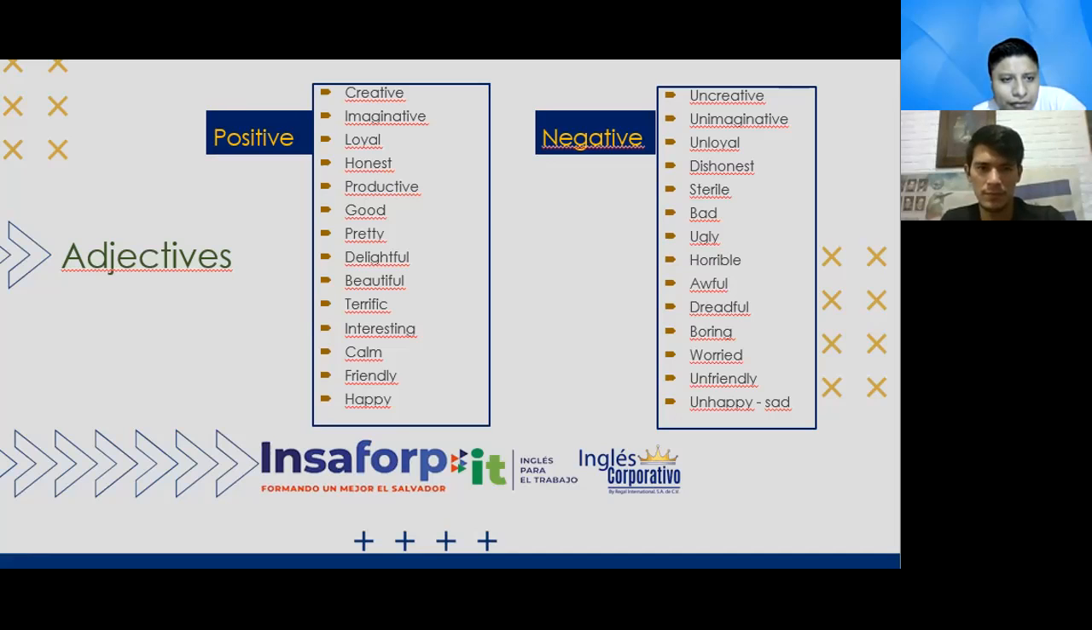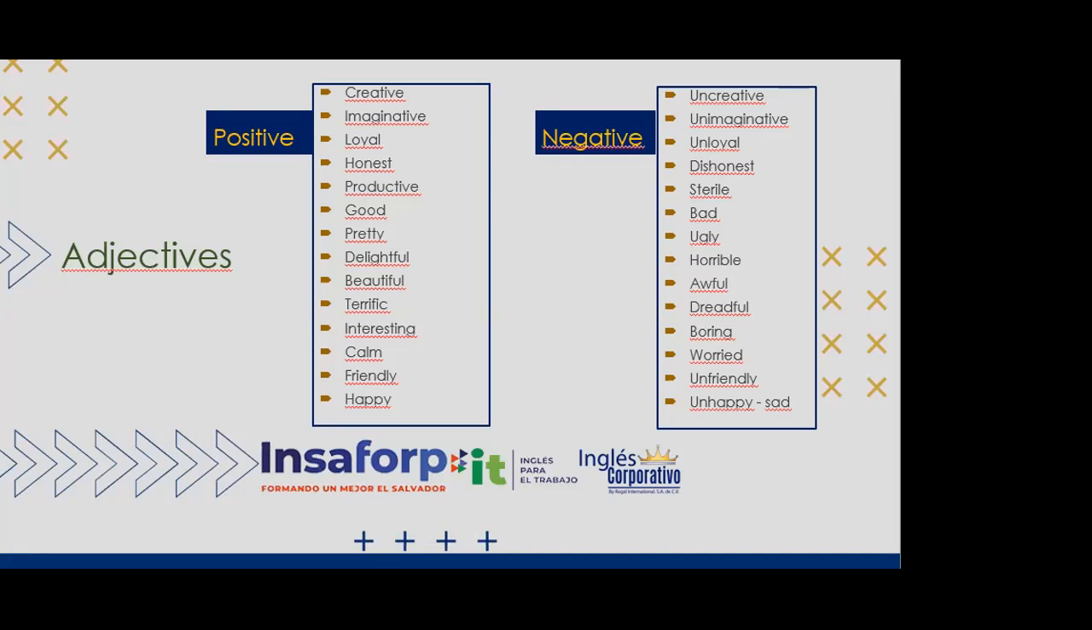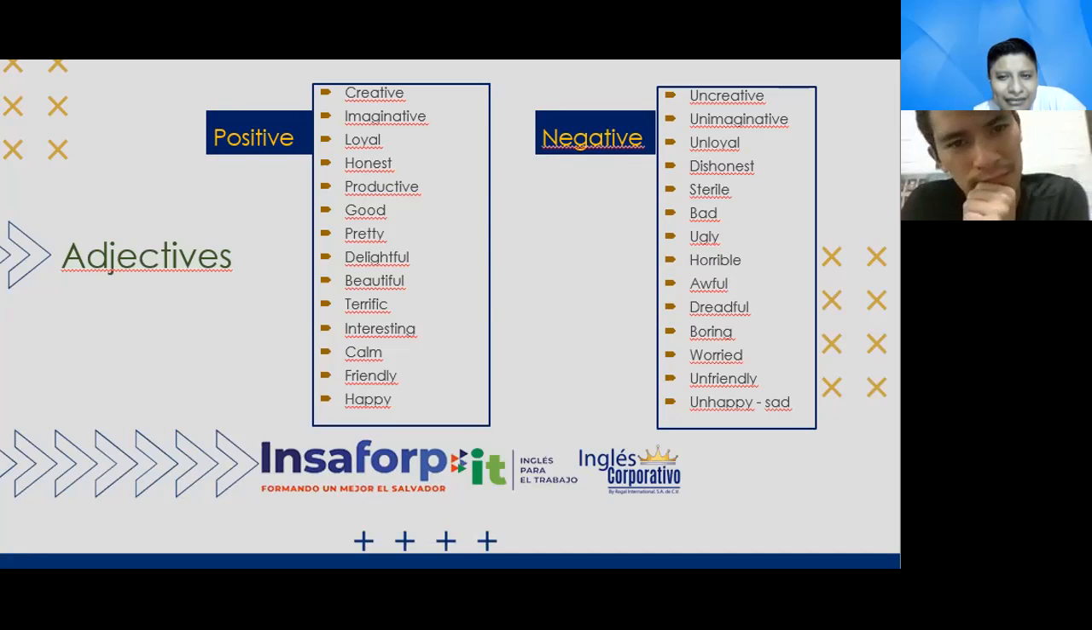Juan Carlos. Honest, yes. Okay, honest. Good. So let me annotate here. Okay, honest. Okay, here we go. Now, let's think about another qualification or another personality trait of an accountant. Loyal. Okay, thank you. Loyal.